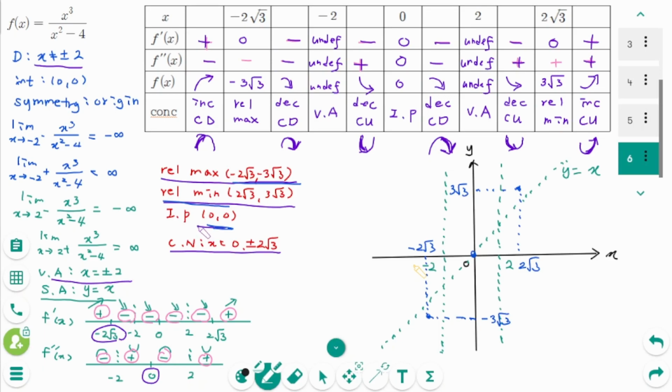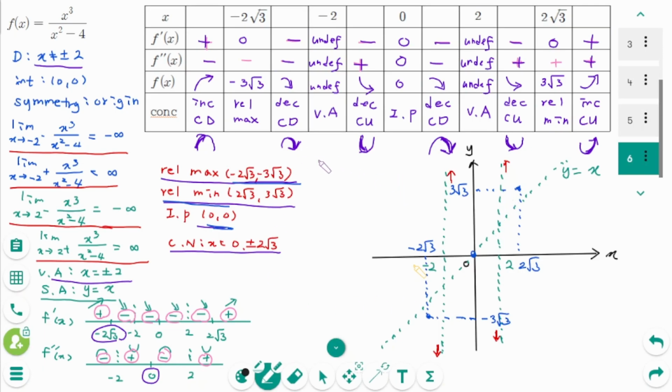Limit as x approaches minus 2 from the left side of f of x equals minus infinity. So like this. And this one is infinity here. The next one is minus infinity. And the last one, limit as x approaches 2 from the right side is positive infinity.